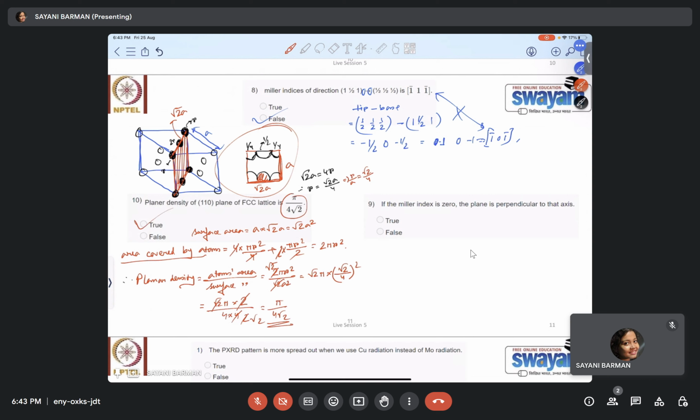It is true. Next question: if the Miller index is 0, the plane is perpendicular to that axis. Miller index is 0 means the plane is parallel to that axis, not perpendicular. Then this is the false statement.